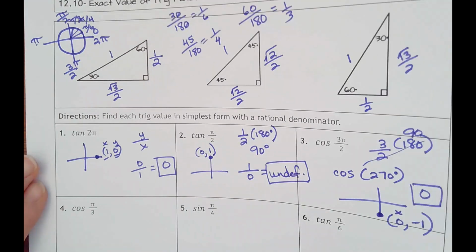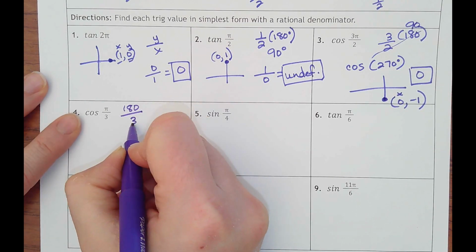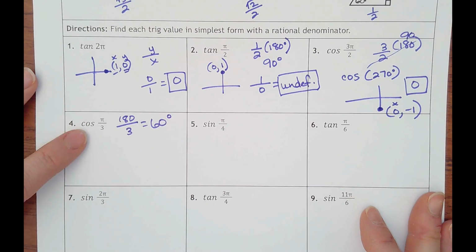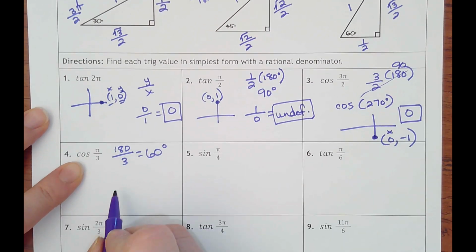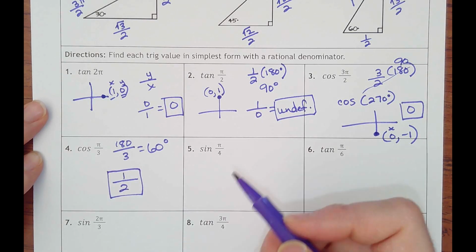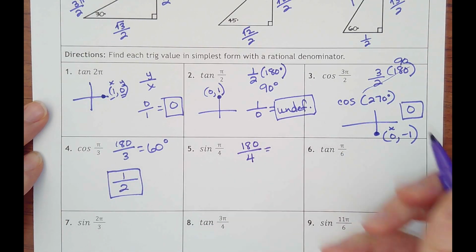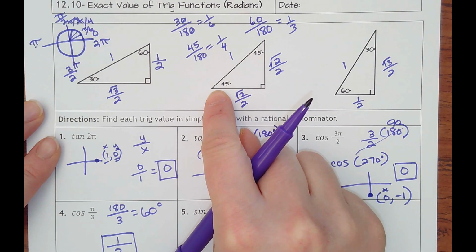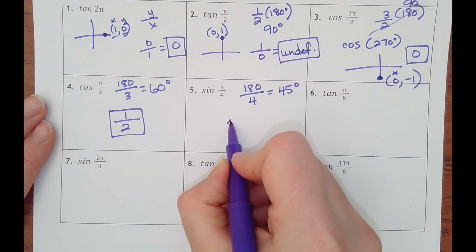All right, number 4. Think about taking pi, or semicircle of 180 degrees, divided by 3. That means it's 60. Cosine of 60, that's the adjacent leg to your 60 degree angle, that would be a half. Okay, then we have sine of pi over 4. 180 divided by 4 would be 45 degrees. So you're finding sine of a 45. That's your isosceles triangle, so both legs are the same, but we're really looking at the opposite leg for sine. That would be square root of 2 over 2.